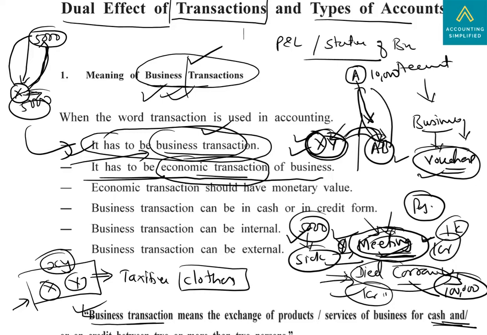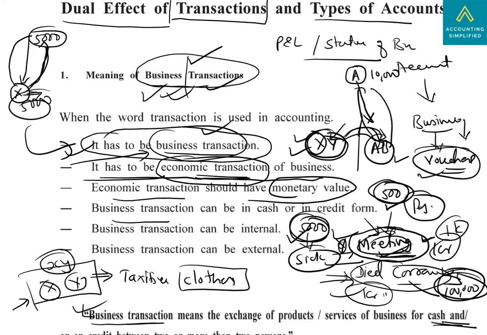And a meeting happened, and in the meeting we said we ate 500 rupees of bhajiya. You know bhajiya, which is called pakode, right? We ate pakode, so the value came, and that qualifies as an economic transaction. Economic transactions should have a monetary value: 500, 5000, 1 lakh. Then it is considered as a business transaction.